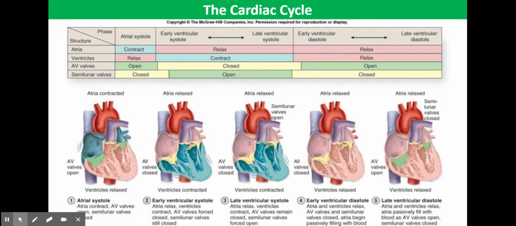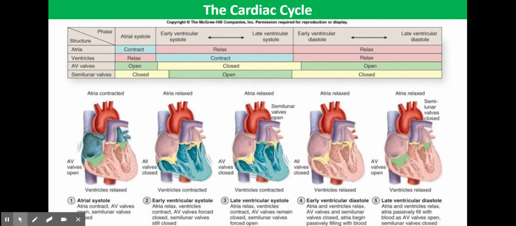This movement fills the valve pockets and keeps them closed. The tendinous cords attached to the valves prevent them from turning inside out. This prevents the blood flowing back into the atria.